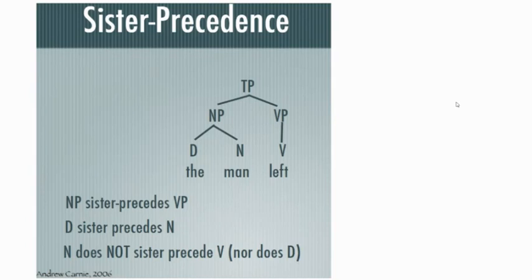It's the same notion that we have with constituents. You cannot say that N and V sister precede, because they are not sisters. N is sister preceded by D. Preceded means that it is to the left. In "the man left," the man is a constituent. That's why it's under NP, and "left" is another thing, it's a VP. That is the notion of sister precedence.